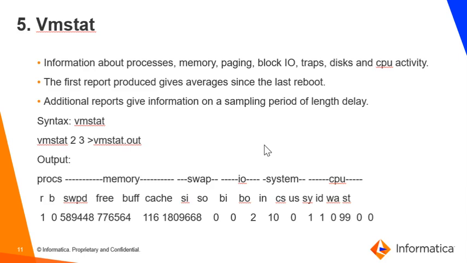It can also be used with some delay and number of iterations, and we can also save the output to a file. For example, here I have used vmstat 2 3, and I am redirecting the output to vmstat.out. Here I am providing a 2 second interval and 3 iterations. So this command will give us the output of vmstat 3 times at an interval of 2 seconds.